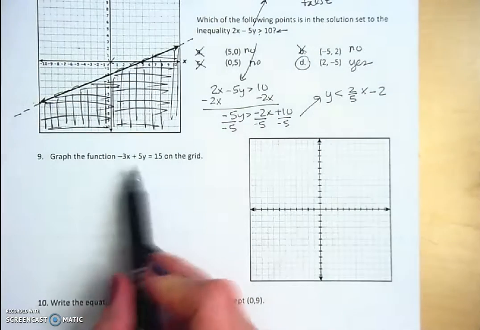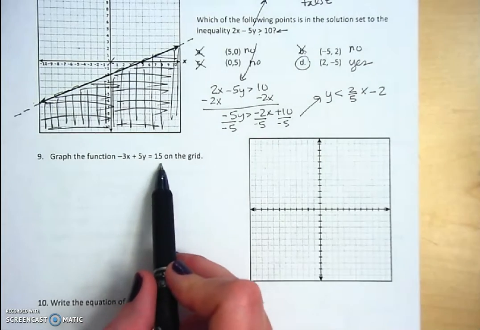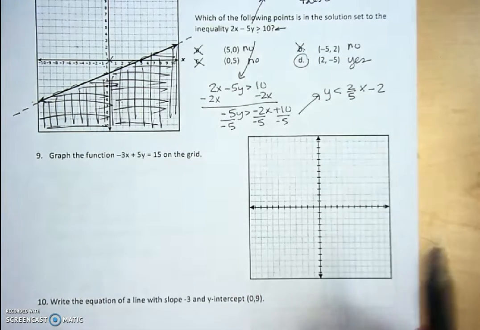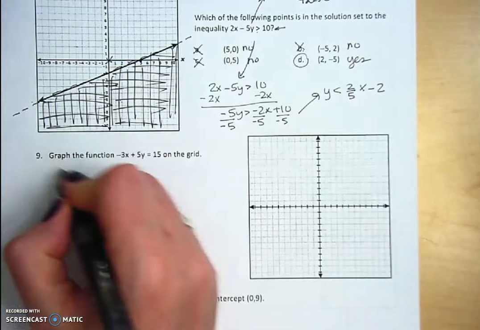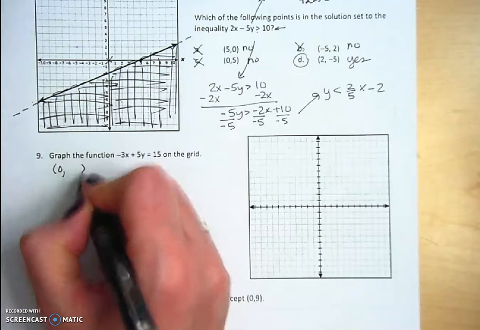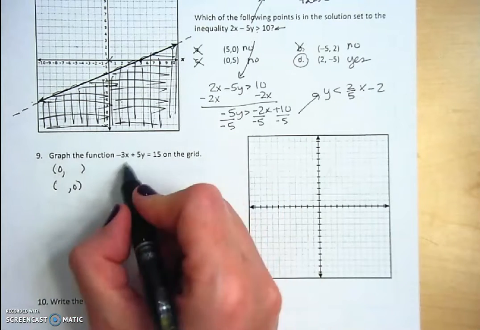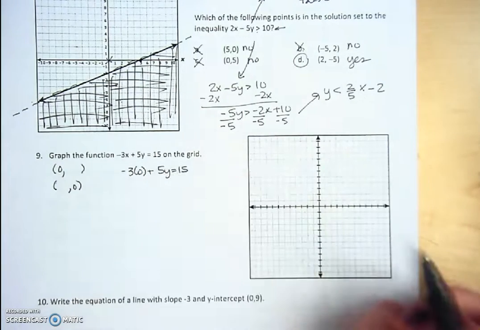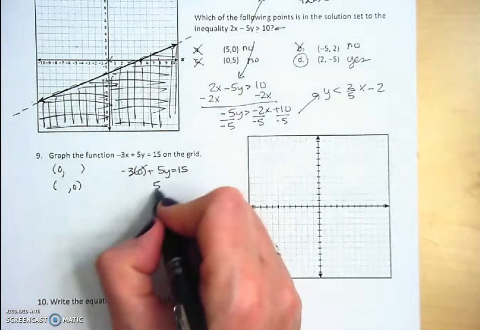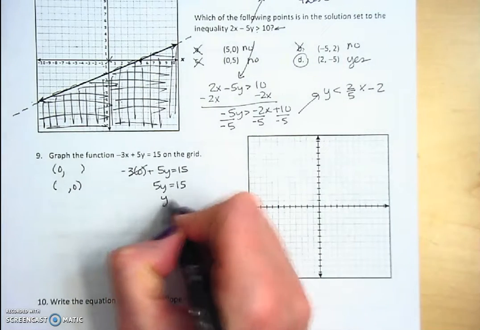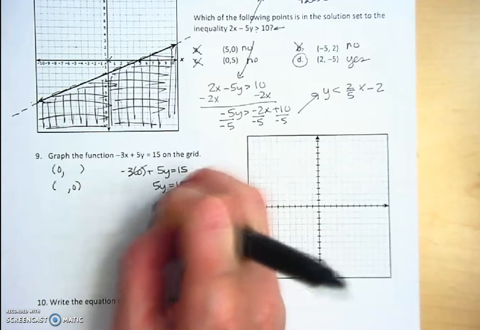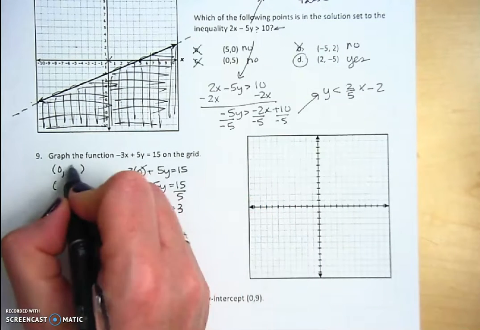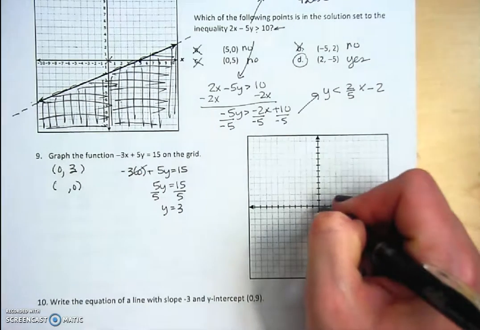All right, this one, graph the function negative 3x plus 5y equals 15 on the grid. It does not specify what method, so use any method you like. When it's in standard form, I like the 0 method, where we let x equal 0 and then let y equal 0. So x equals 0 starts there, that drops off, 5y equals 15. Divide both sides by 5, y equals 3. So I'm going to plot that 0, 3.